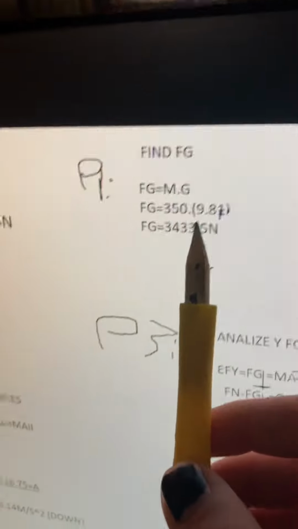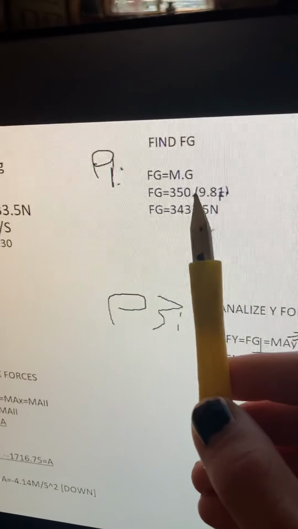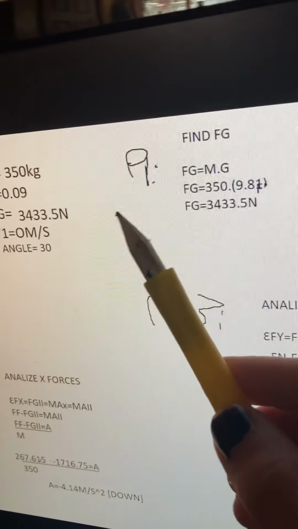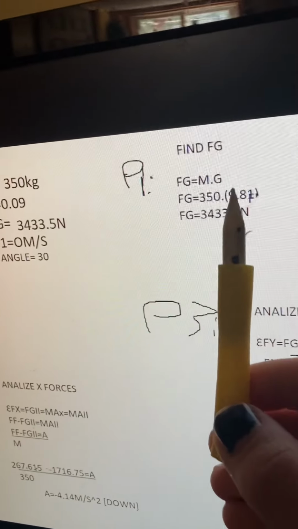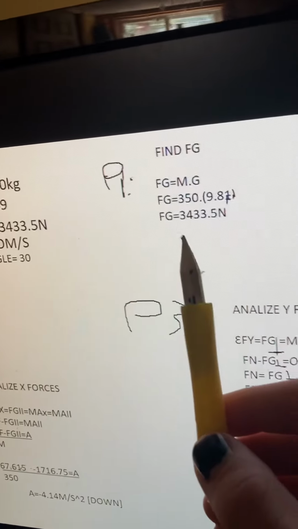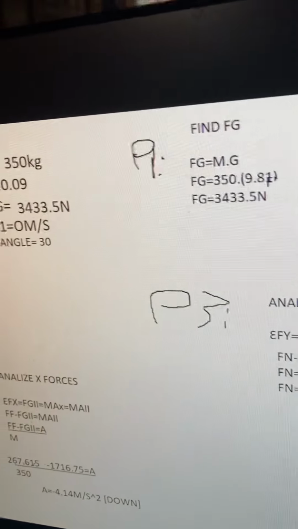You find your Fg, which is your mass times gravity, which is the 350, the weight in this case, times 9.81, and you get that. For our case, this is not the case for every physics problem.